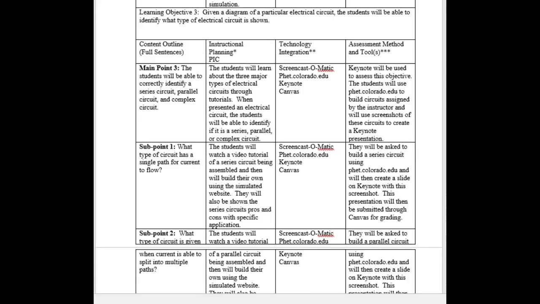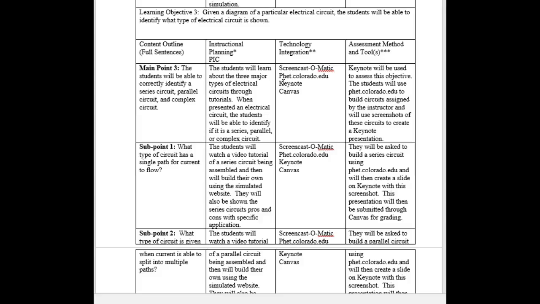And then the final learning objective that I chose, the three different types of major circuits, which is not a day one thing necessarily. That's something that we'll build to, and this kind of concludes the unit when we get to complex circuits. But they're going to be able to correctly identify the three types. So again, I'll go through videos where I build them. We'll talk about what makes them that type of circuit, and also what are the pros and cons of those types of circuits.